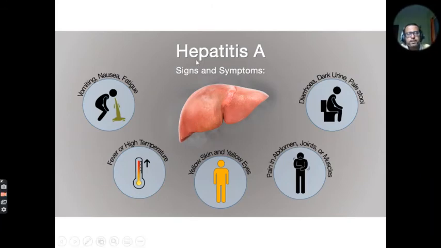You can see here the most common symptoms which are affected. It is because of the malfunctioning or defective functioning of the liver. There is yellowing of skin, yellow eyes, pain in abdomen, joints and muscles, diarrhea, dark urine, pale stool, fever or high temperature, vomiting, nausea, and fatigue. These are the symptoms shown in hepatitis A infection, which is caused by the hepatitis A virus.